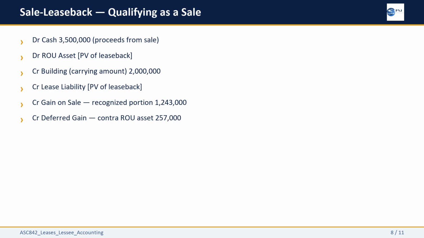Separately, a new ROU asset and lease liability are recognized for the leaseback obligation. Debit cash for $3.5 million and the new ROU asset for its PV. Credit the building at its carrying amount of $2 million. Credit the new lease liability. Credit the recognized gain of $1.243 million, and credit the deferred gain of $257,000. The deferred gain reduces the ROU asset over the leaseback term.